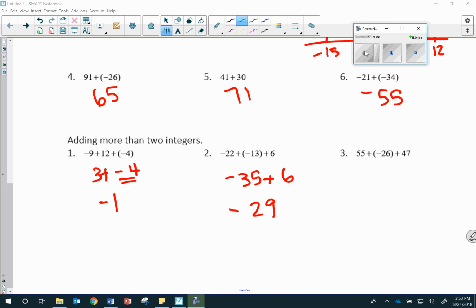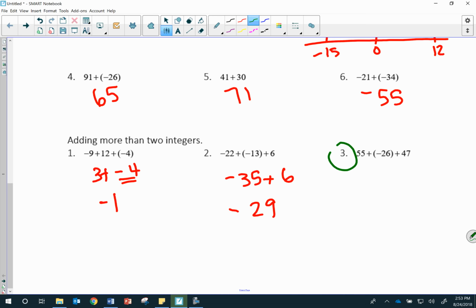Number 3, you would solve the exact same way. I'm going to leave this one for you to try. Go ahead and try number 3.